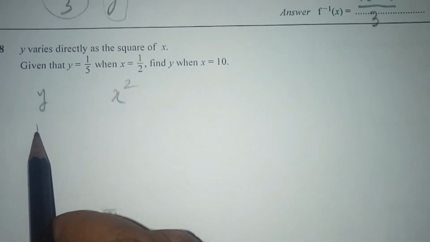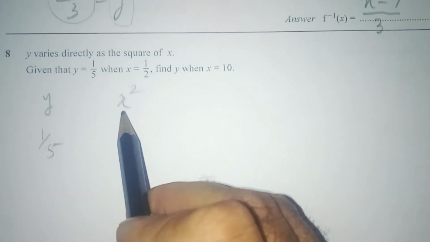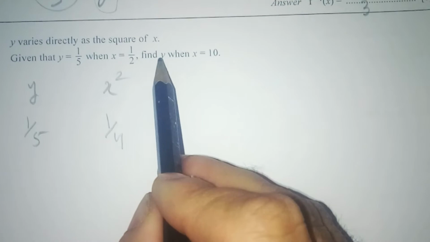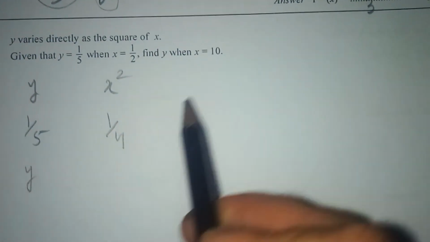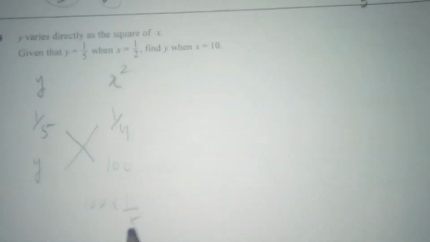If y is 1 over 5 and x is 1 over 2, when we put this here, x squared will become 1 over 4. And we have to find what is y if x is 10. Because it is x squared, it is 10 squared, which is 100. Now just cross multiply. It will become 100 multiplied by 1 over 5, and the number which multiplies with y will come in the denominator, 1 over 4. This will give us y.